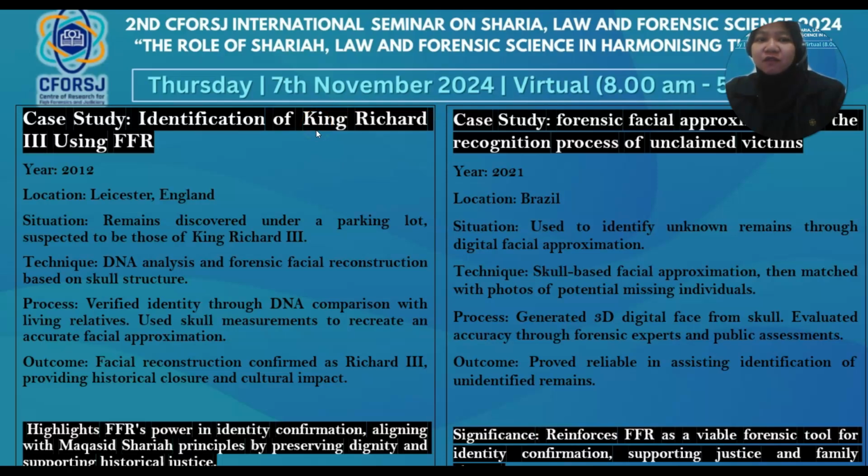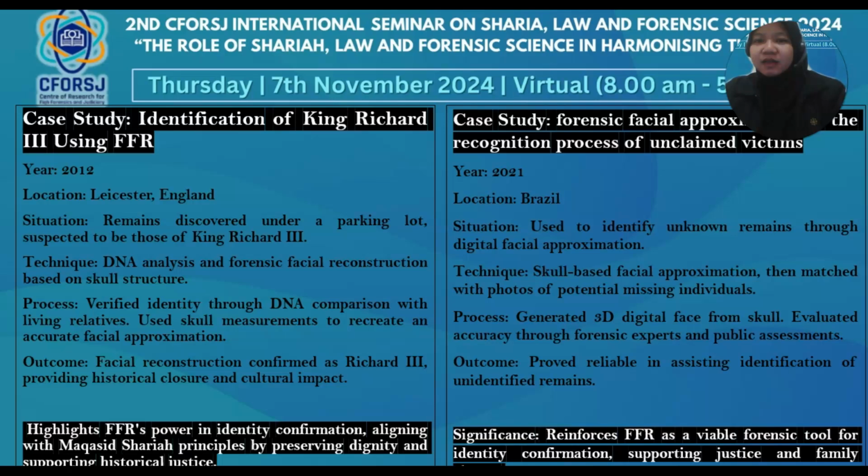Number 1, identification of King Richard III using FFR. Year 2012, location England. Situation: remains discovered under a parking lot, suspected to be King Richard III. So the technique: DNA analysis and forensic facial reconstruction based on skull structure. Process: verified identity through DNA comparison with a living relative, and used skull measurements to recreate an accurate facial approximation. Outcome: facial reconstruction confirmed Richard III, providing historical closure and cultural impact. So, this highlights FFR's power in identity confirmation, aligning with Maqasid Sharia principles by preserving dignity and supporting historical justice.